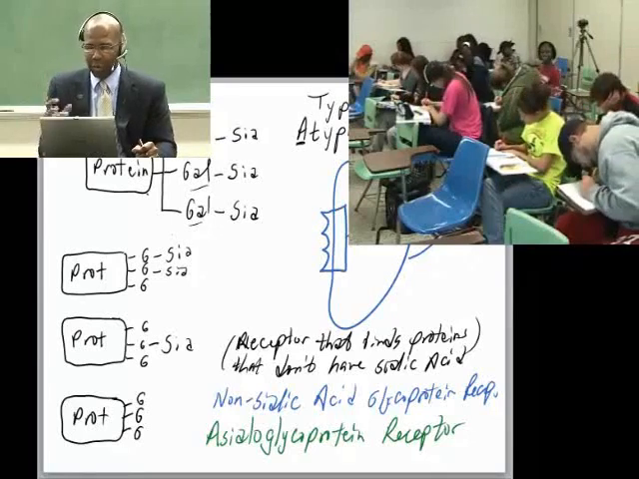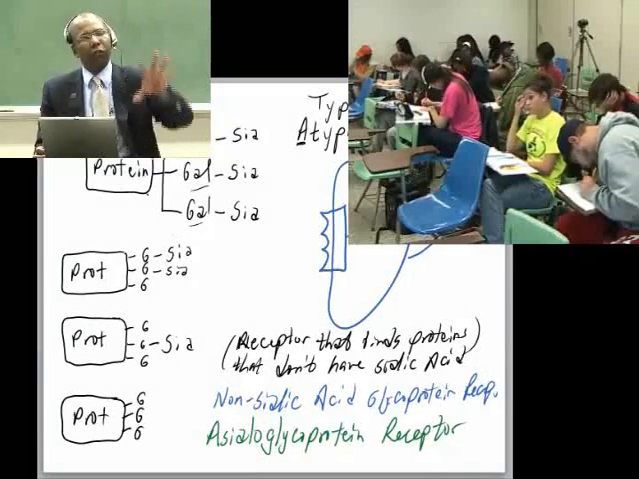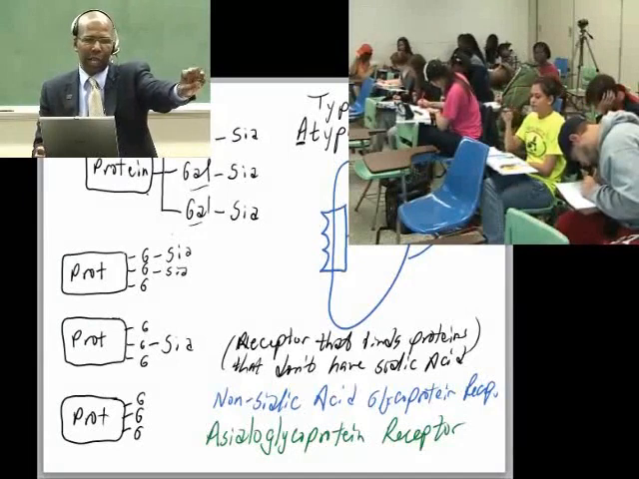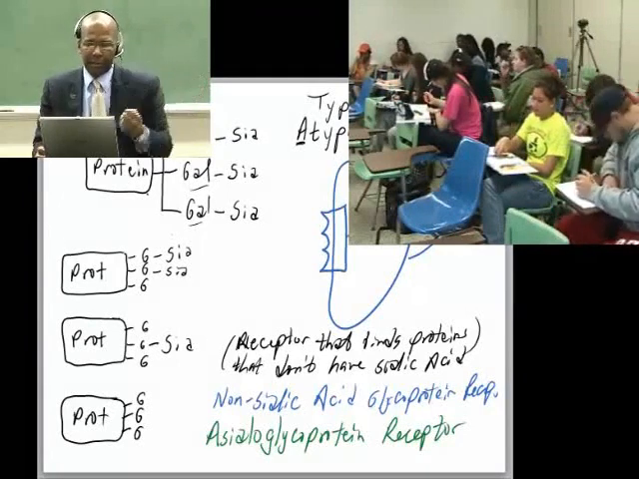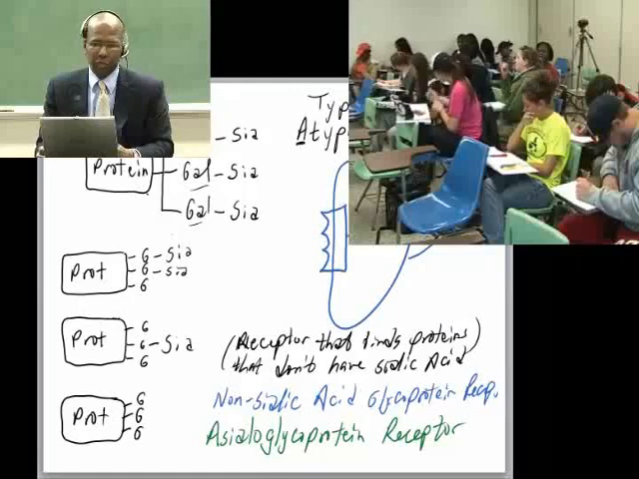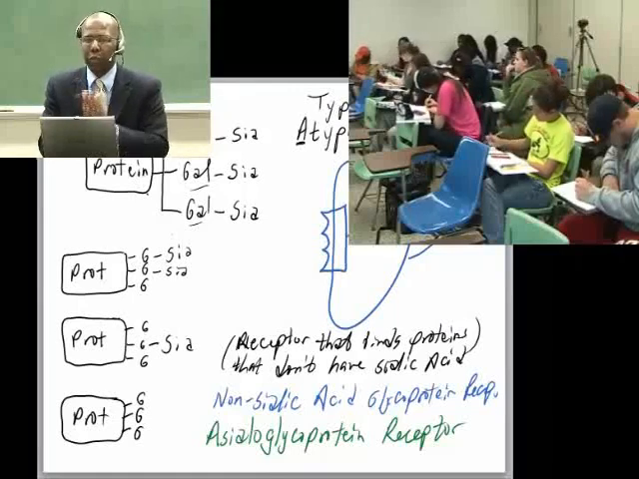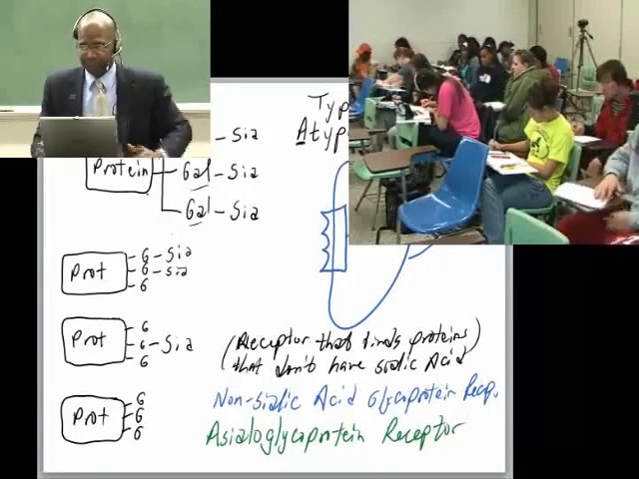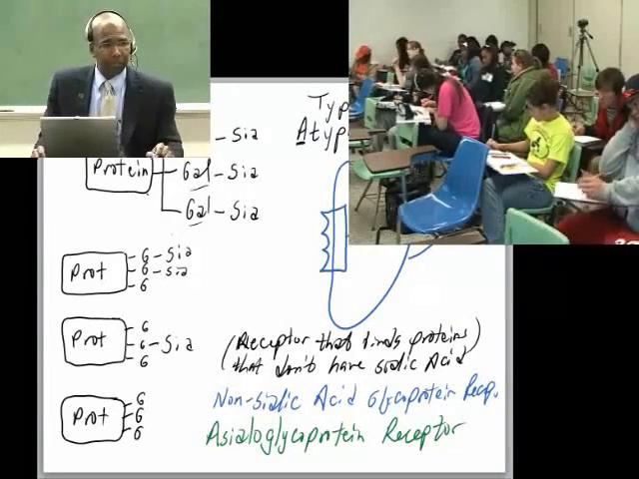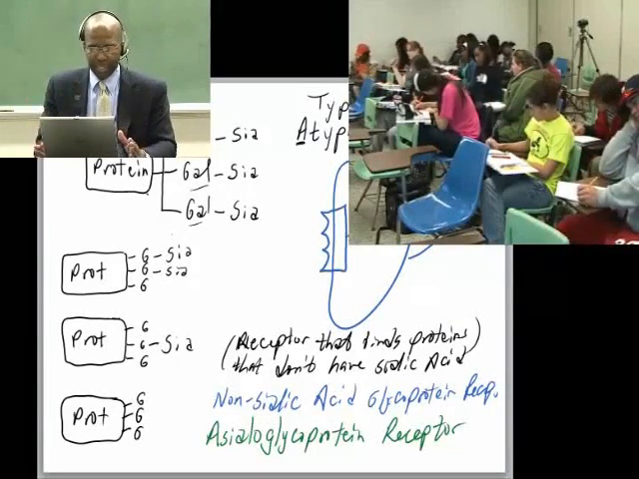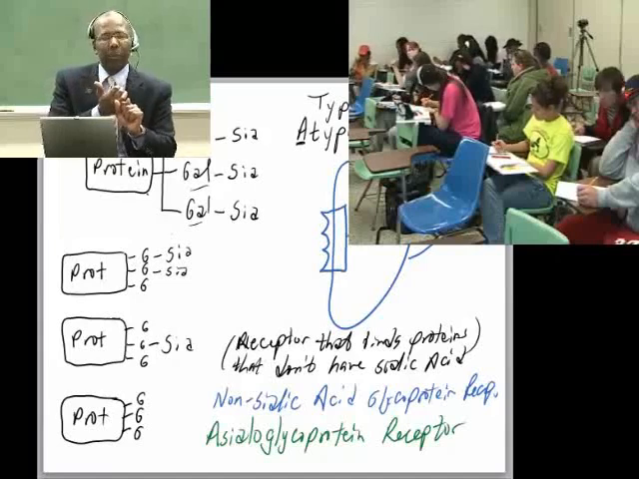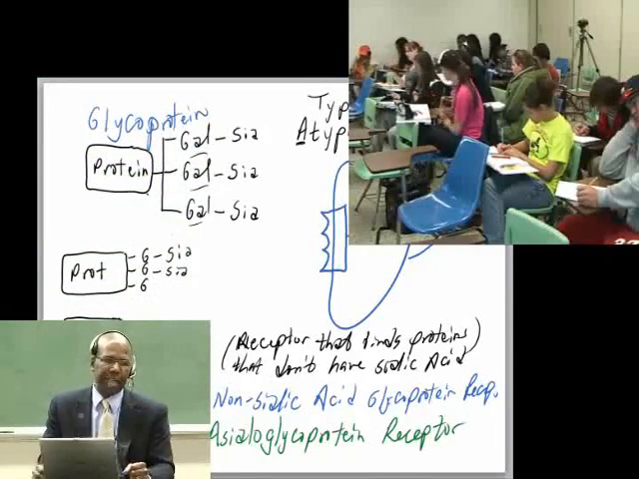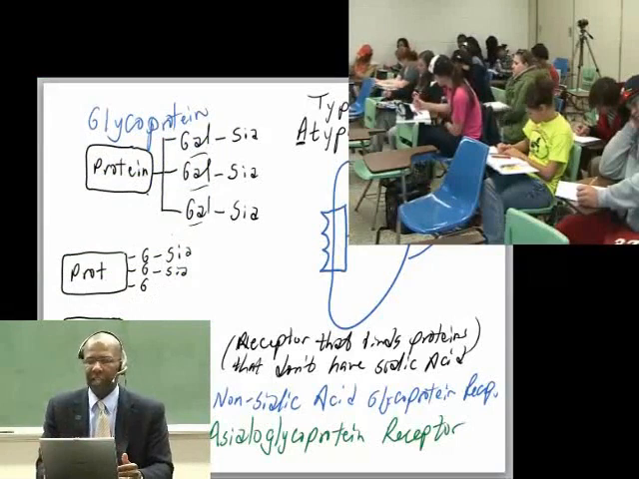So the asialoglycoprotein receptor is responsible for grabbing old proteins because they don't have sialic acid. Grabbing those old glycoproteins that don't have sialic acid, bringing them to liver cells and destroying them. And in that way, we take old proteins out of circulation. Question. What is a glycoprotein? What does the root word glyco mean? Sugar. So a glycoprotein is any protein that has a sugar attached. Any protein that has a sugar attached is a glycoprotein.